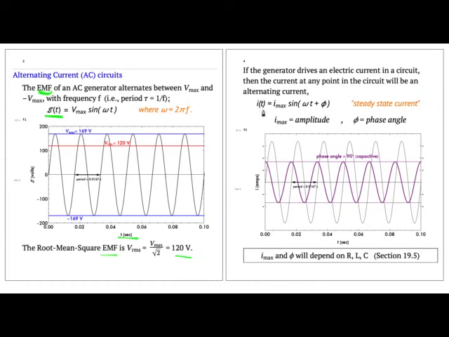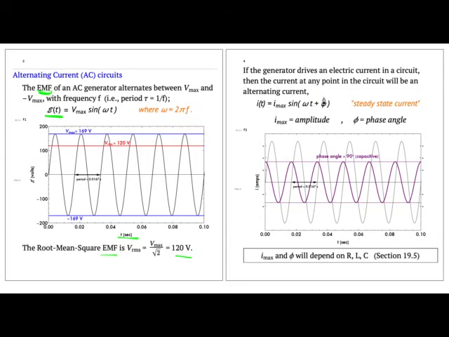I, as a function of time, at some point in the circuit, will be some amplitude of oscillation, that's I max, times sine omega t plus phi. It's also sinusoidally oscillating with the same frequency. So this omega, the angular frequency of the current, is the same as this omega, the angular frequency of the electromotive force.